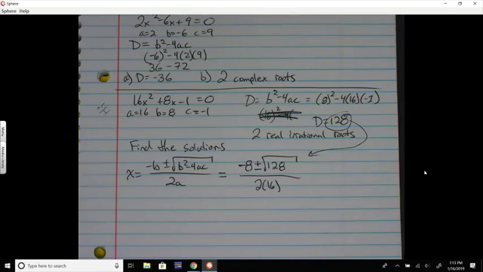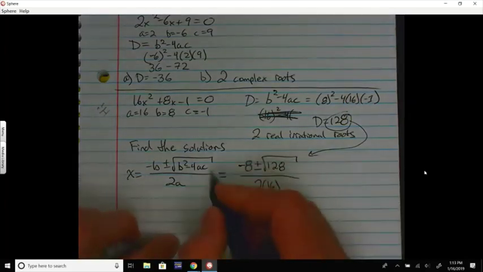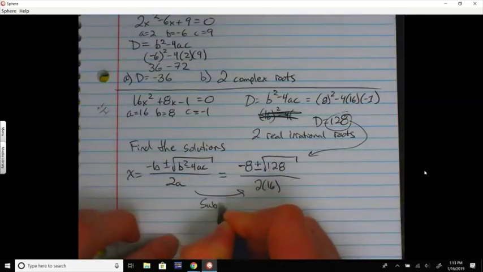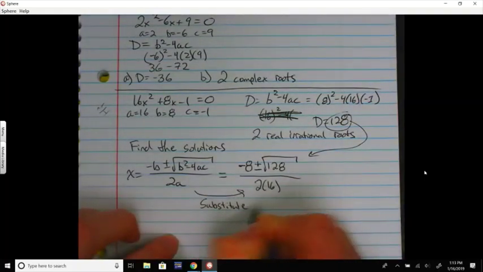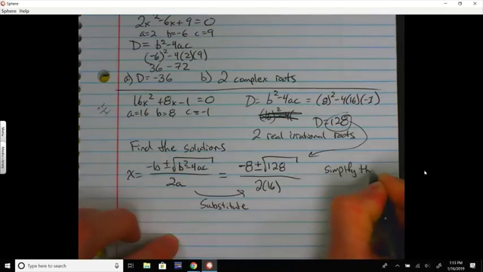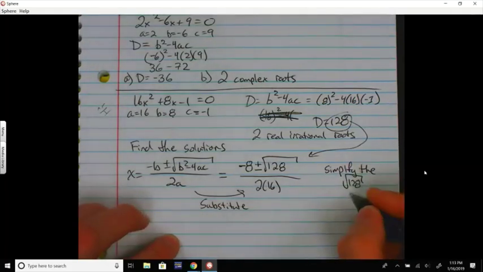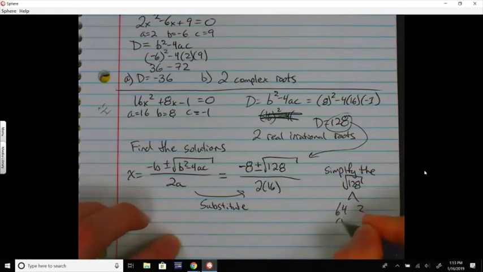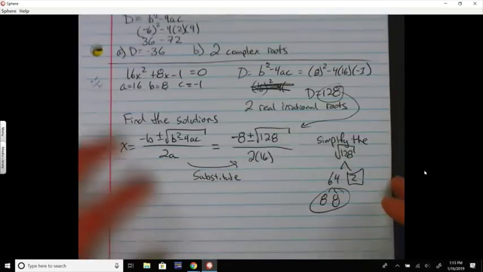So the next thing we're going to do, once we substitute, this is what we did here, is we substituted. The next thing you want to do is simplify the square root of 128. So that's 64 times 2, which is a pair of 8s. I'm going to give you the shortcut on that one.